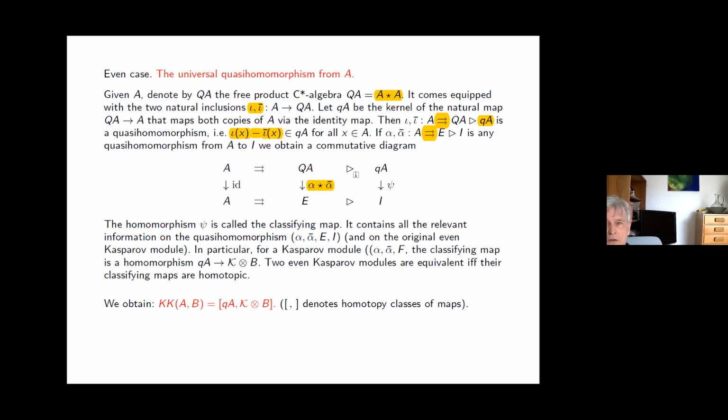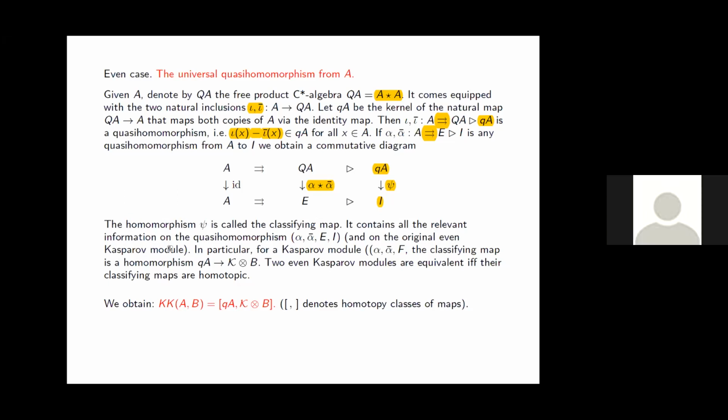And then if you restrict the map from QA to E to the ideal, then of course it will map into the ideal in the given quasi-homomorphism, and the map here that you get from the universality is called the classifying map of the homomorphism. And I claim that this classifying map contains all the relevant information on the quasi-homomorphism and even on the original Kasparov module. I mean, this has to be shown, but it's not that difficult to show that.